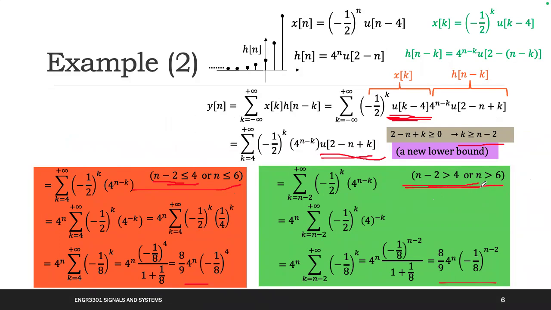This is the other situation. You need to talk about that. What does that mean? Which means your output should have different equations depending on your n value. That makes sense to you? If your n is smaller than or equal to 6, this is your output. If your n is greater than 6, this is your output. Any questions?